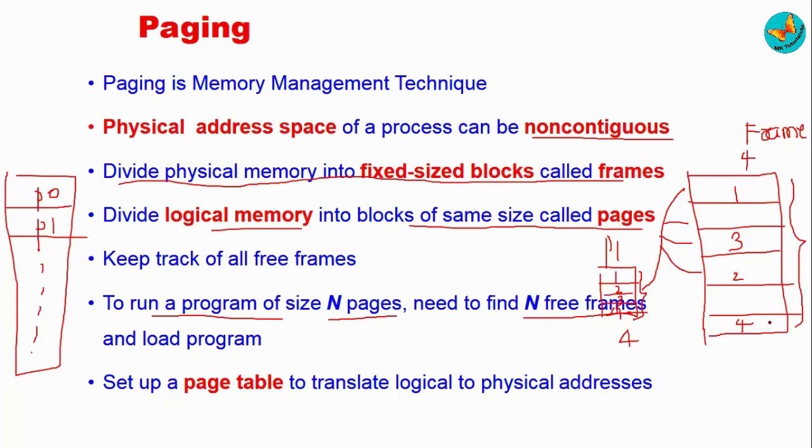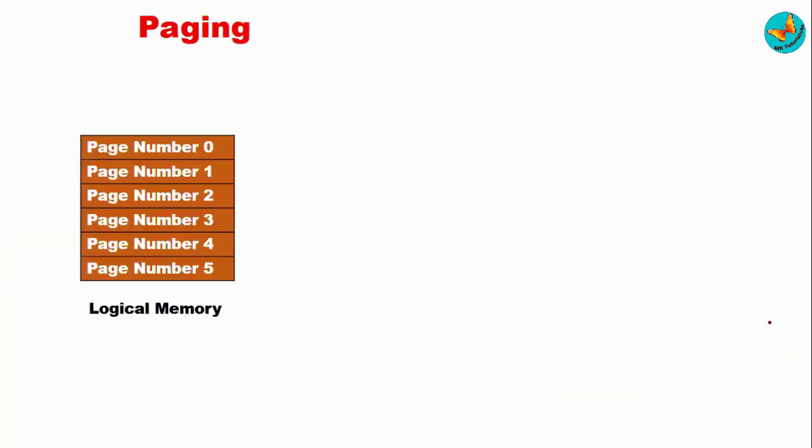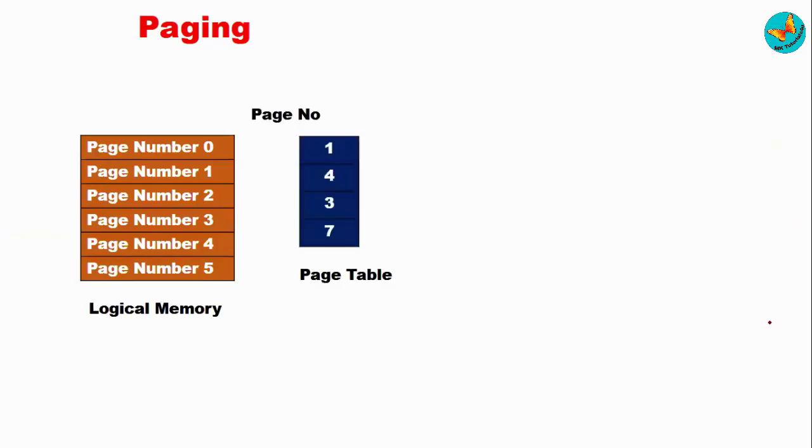And how is that possible? This is possible only because of paging. So now let us move ahead and try to understand this again with some diagrams. Observe here, this is our logical memory, that is our virtual memory. Like I have explained to you, it will be divided into pages. So in this example, I have divided pages from 0 to 5.